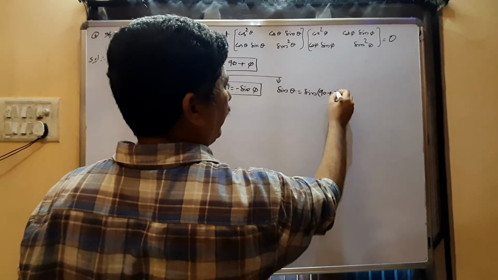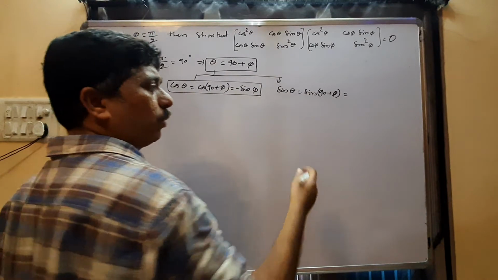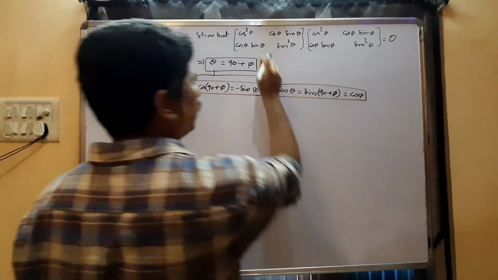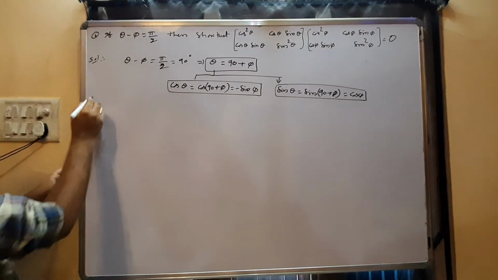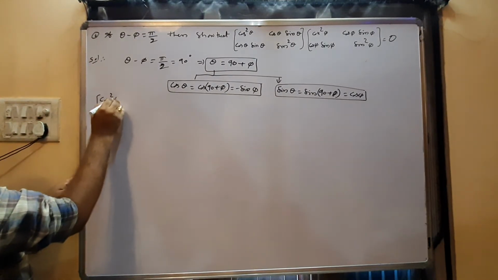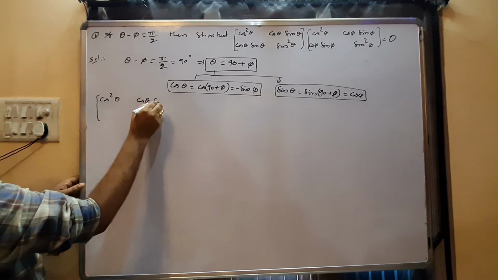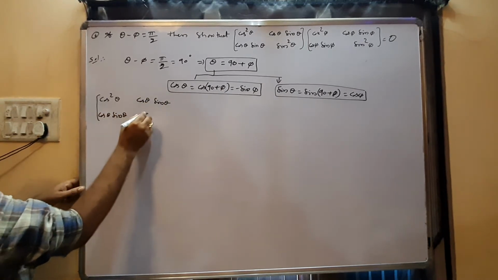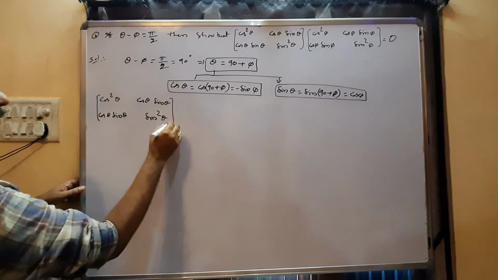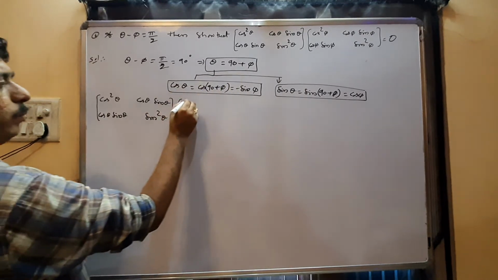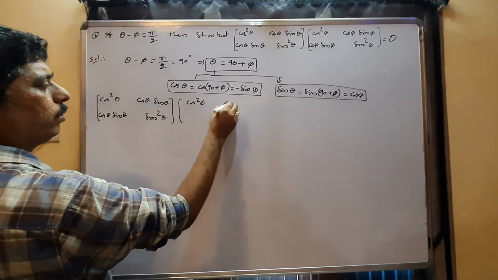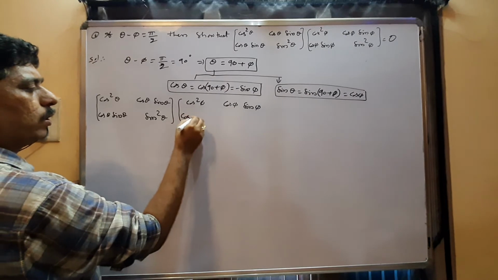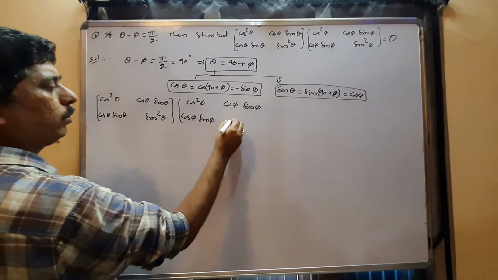Sin of 90 plus phi: since 90 plus theta lies in the second quadrant, sin changes to cos phi. These two values you can substitute in the given matrix. The given matrix is cos square theta, cos theta sin theta, cos theta sin theta, sin square theta, into the second matrix, same: cos square phi, cos phi sin phi, cos phi sin phi, sin square phi.